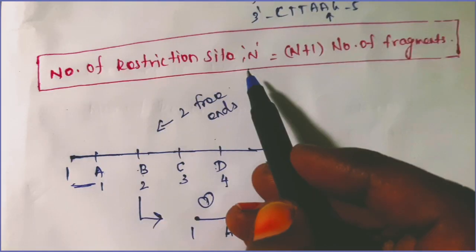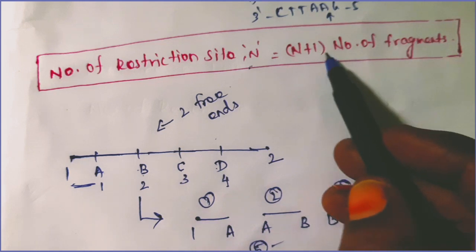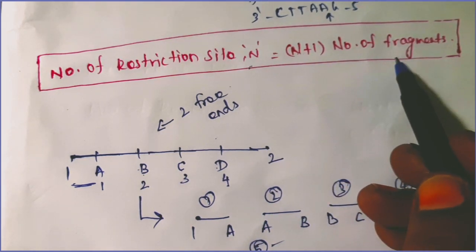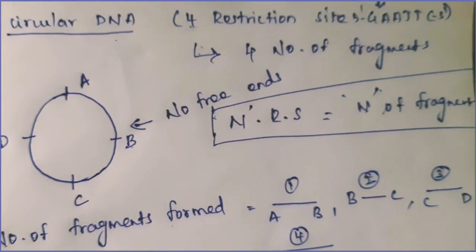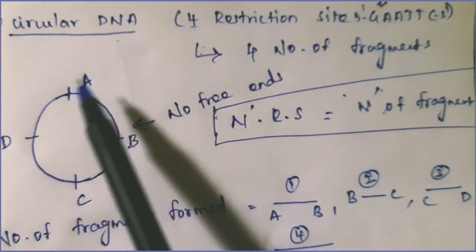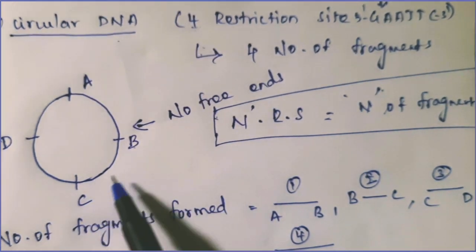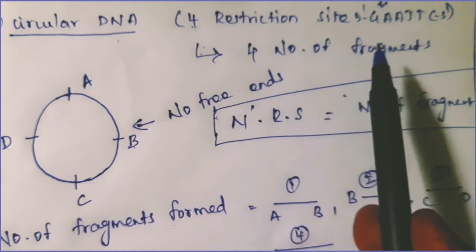So for linear DNA, for n number of restriction sites, you will get n plus 1 fragments because it has 2 free ends. Whereas circular DNA doesn't have any free ends, so it will form 4 fragments for 4 restriction sites.